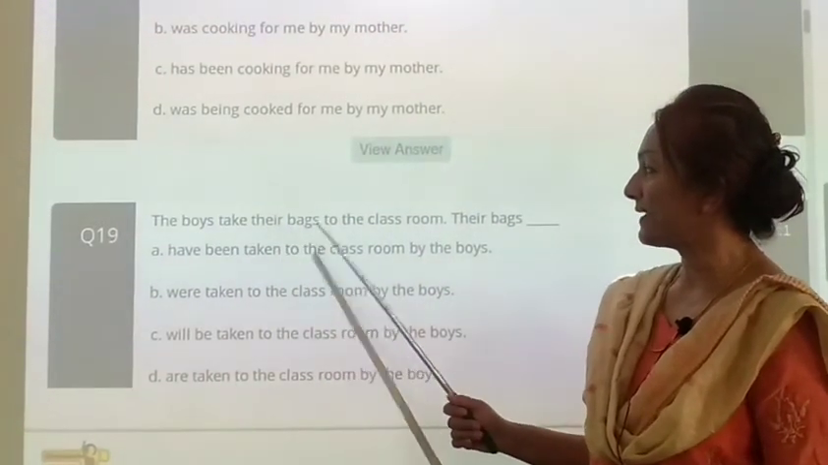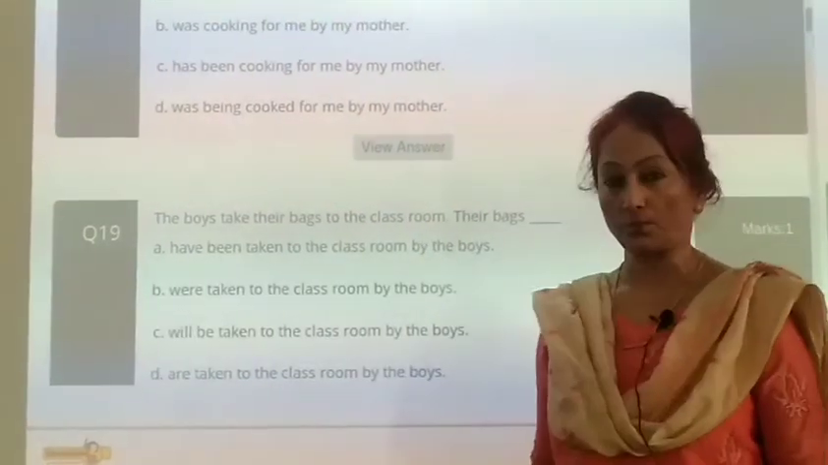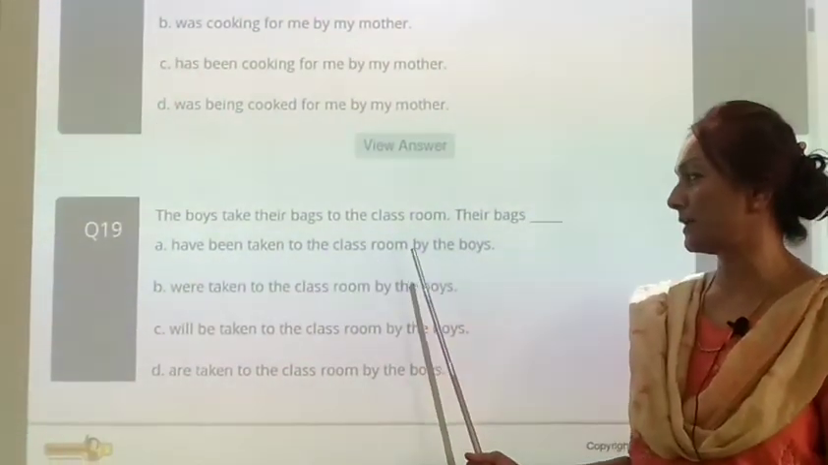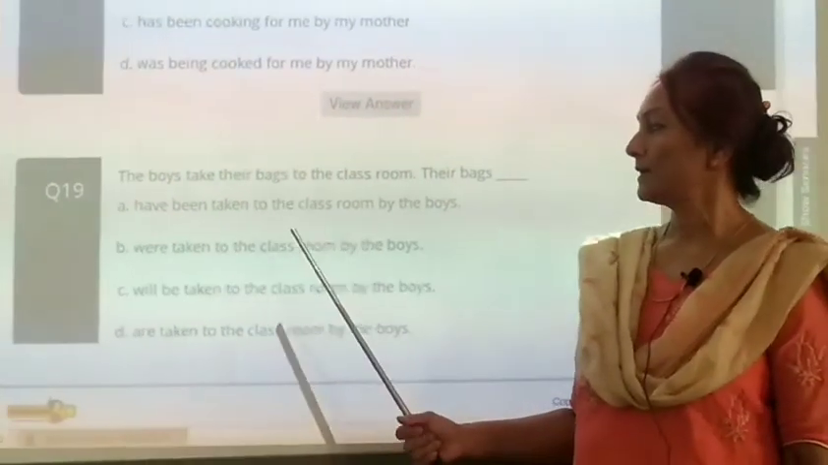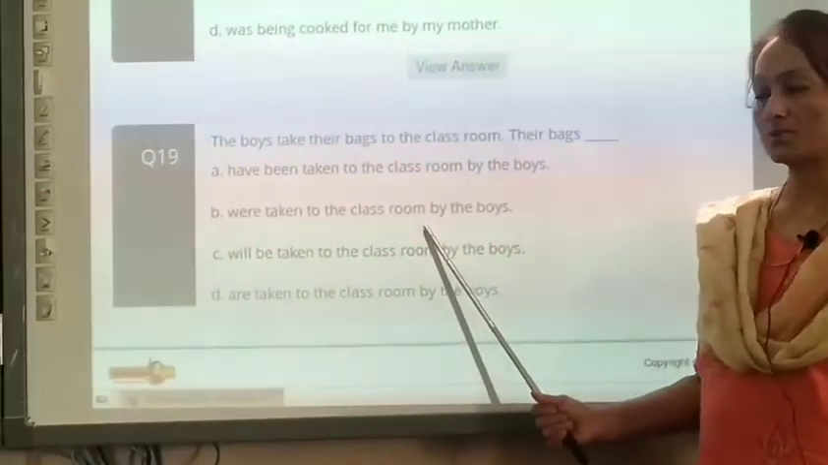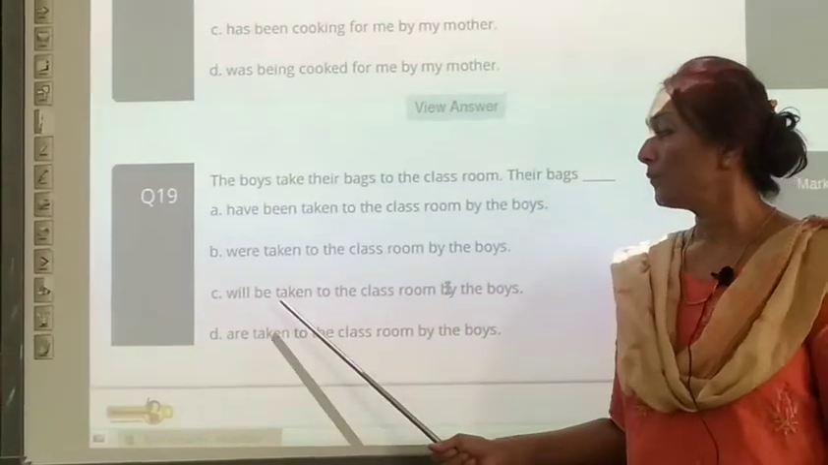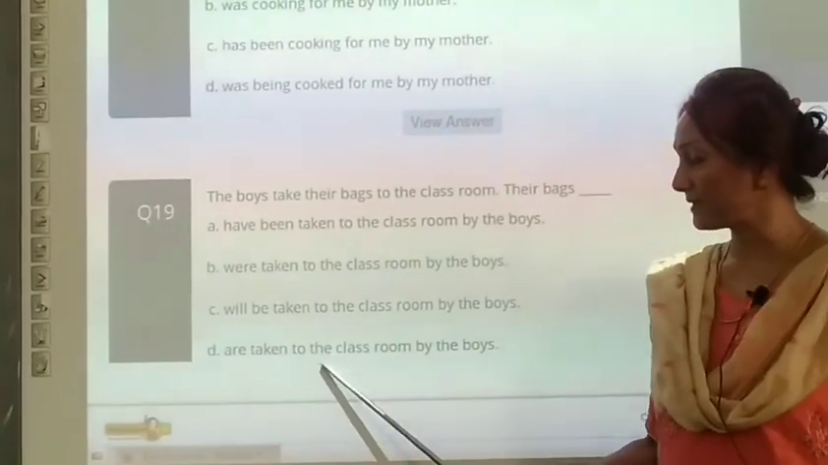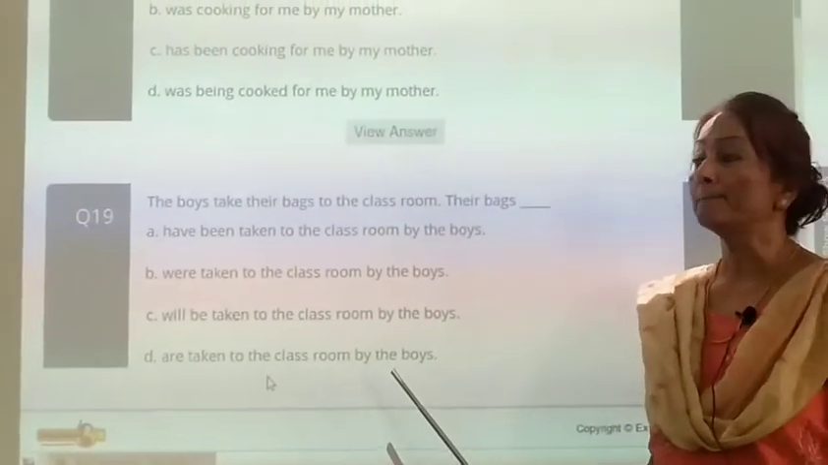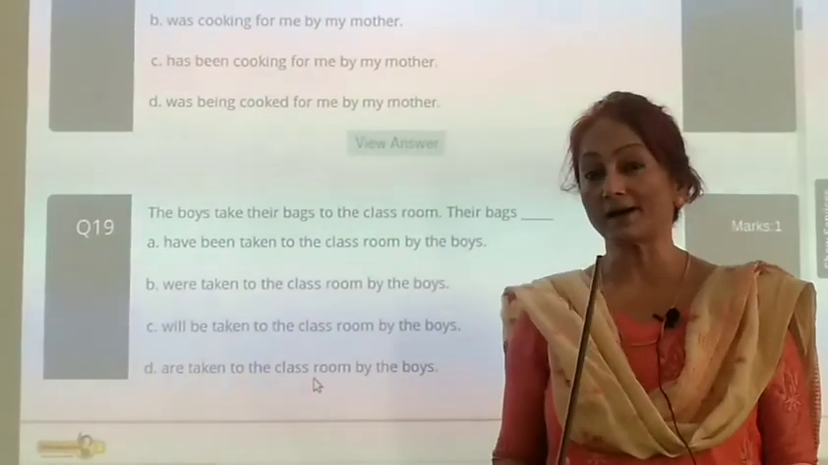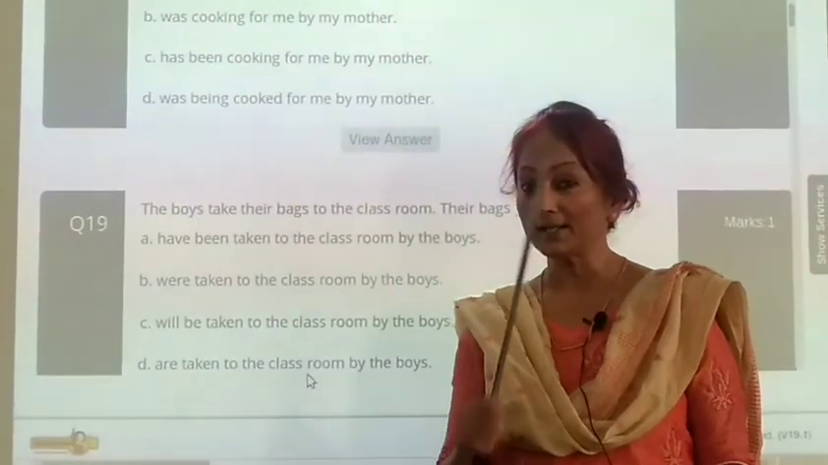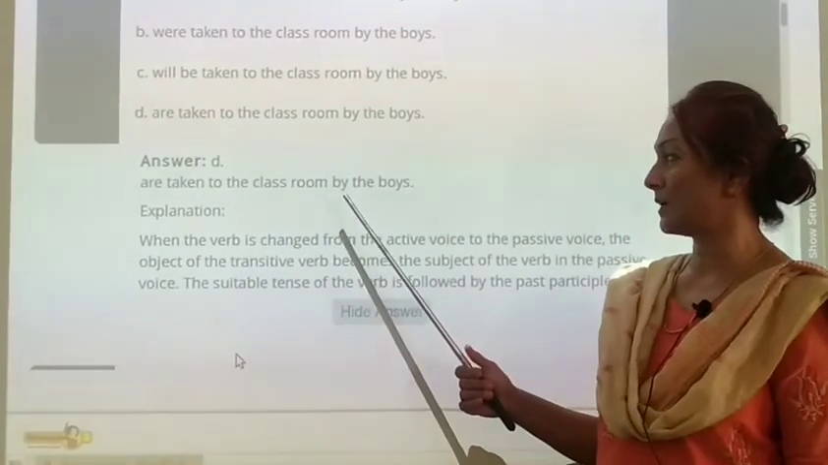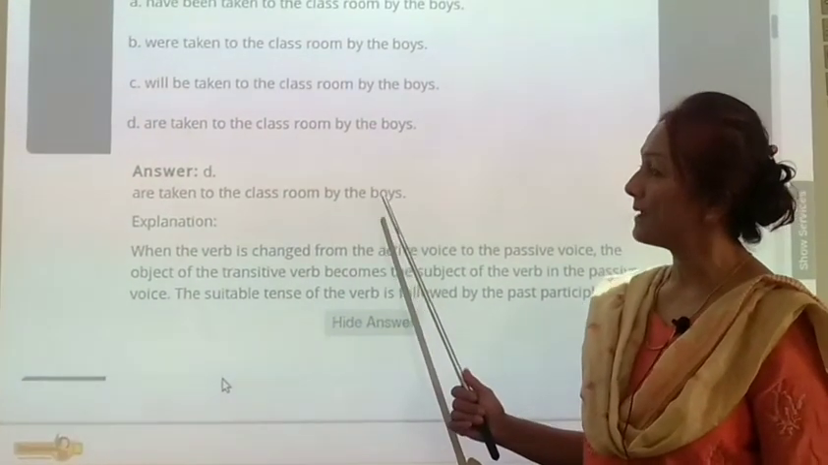The boys take their bags to the classroom. Their bags have been taken to the classroom by the boys. Were taken to the classroom by the boys. Will be taken to the classroom by the boys. Are taken to the classroom by the boys. So the right answer is, let's have a look at the answer. Yes, are taken to the classroom by the boys.